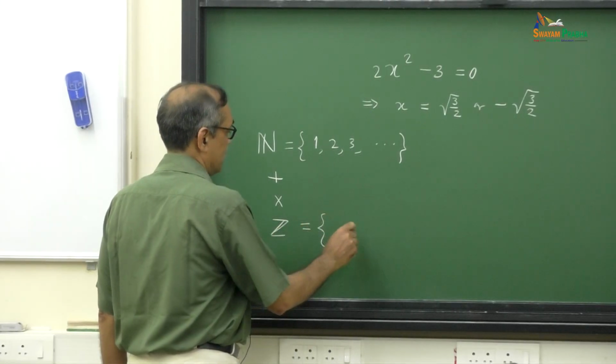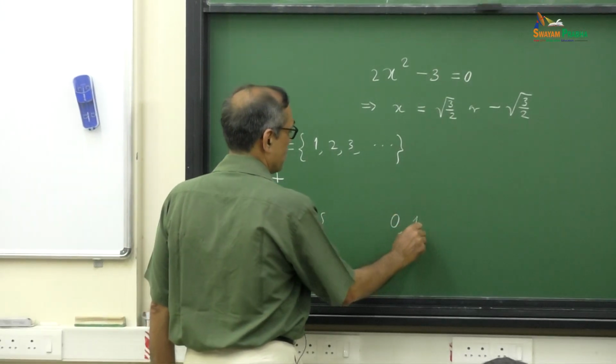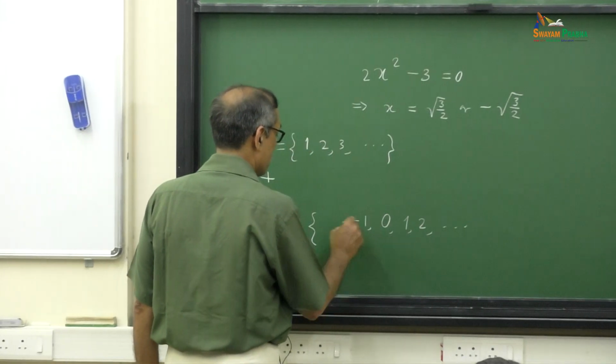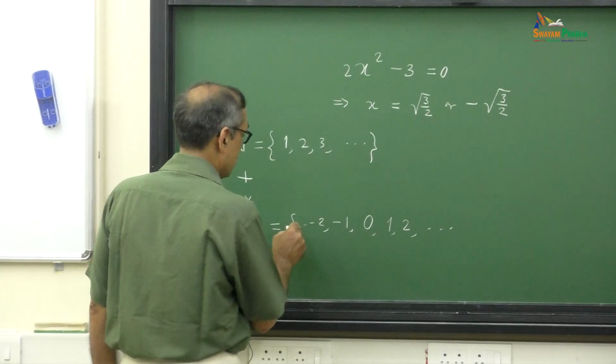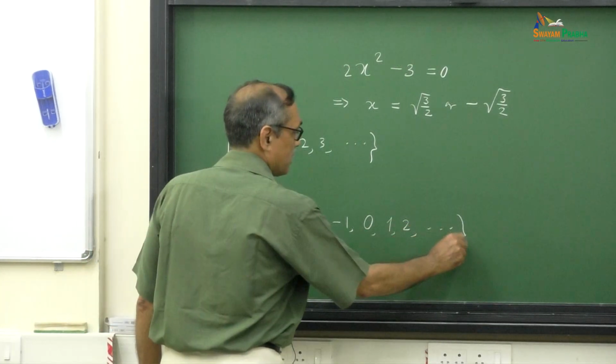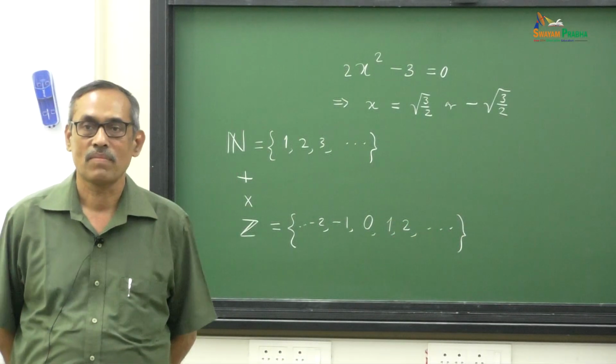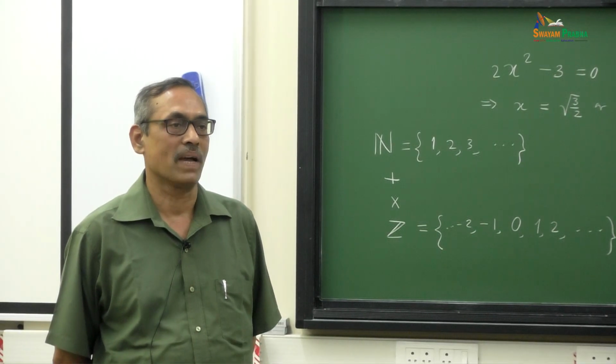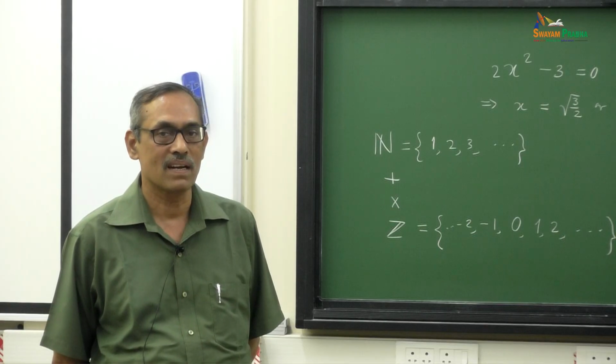So we will have 0, we will have 1, 2, all those natural numbers. Also we will have minus 1, minus 2, all those. So now we will call them integers. Now let us look back. What operations are defined there?